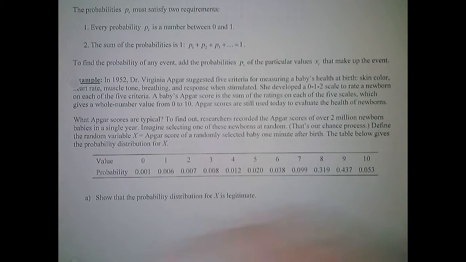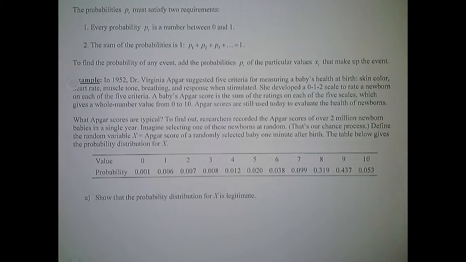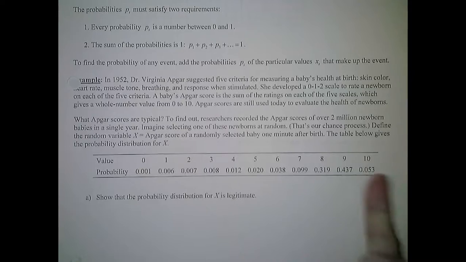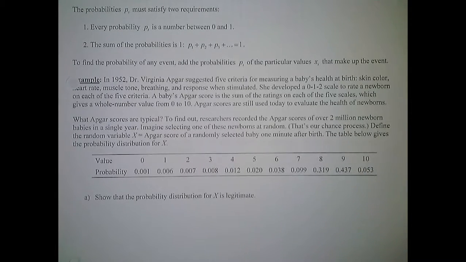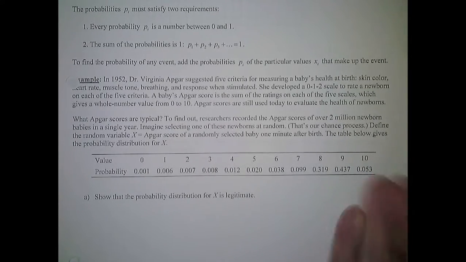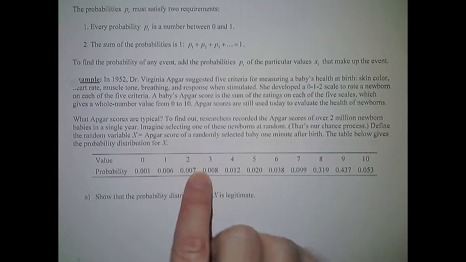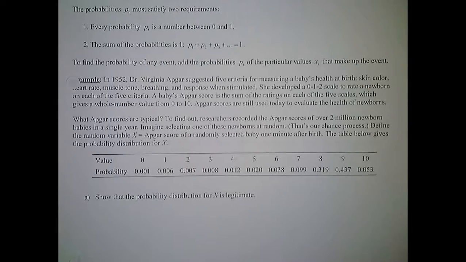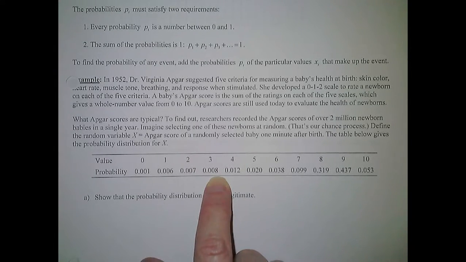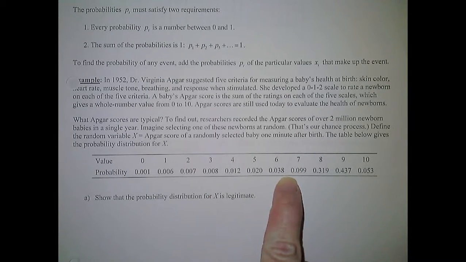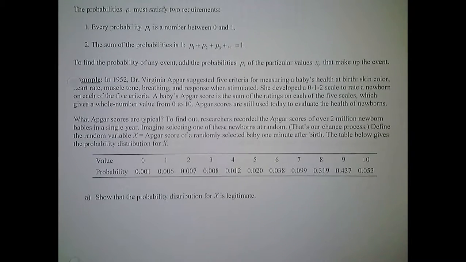So in the table, we have each of the possible outcomes. The Apgar score can be anything from 0 to 10. Again, this is a discrete model because we have a finite number of outcomes here, anything from 0 to 10. The probability of each of the outcomes is given as well. So for example, the probability of an Apgar score of 3 is 0.008 or 0.8%. The probability of an Apgar score of 6 is 0.038 or 3.8%. And the probability of an Apgar score of 9 is 0.437 or about 43.7%.